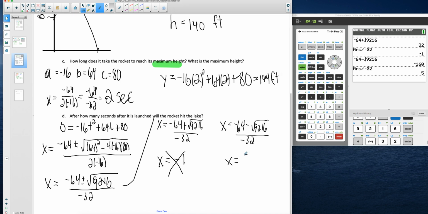So what that tells us, if I can write it here, yeah, there we go, is that it hits the lake after 5 seconds. All right, so that was that problem.